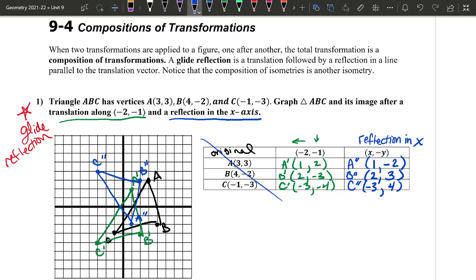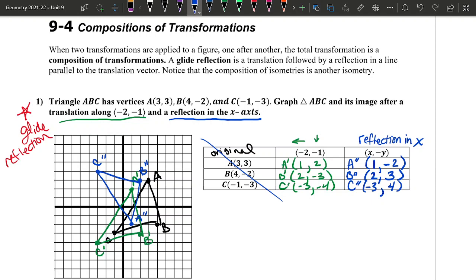We took the black one and we slid it, and then we flipped it. And you can see this green C and the blue C, they're an equal distance from the x-axis because it's been reflected across the x-axis. Same with the blue B and the green B. They're the same distance.